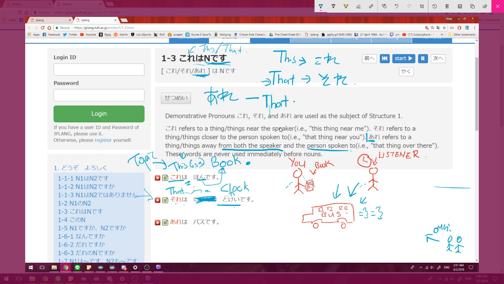So then this is when you say are. Because are is to refer to something that is far away from both of you. The bus is not near you. The bus is not near me either. The bus is over there, far away from the both of us. And this way, we use the word are, which means something over there. Okay? So we have here, are wa bus desu. That are is a bus. Are wa bus, right?